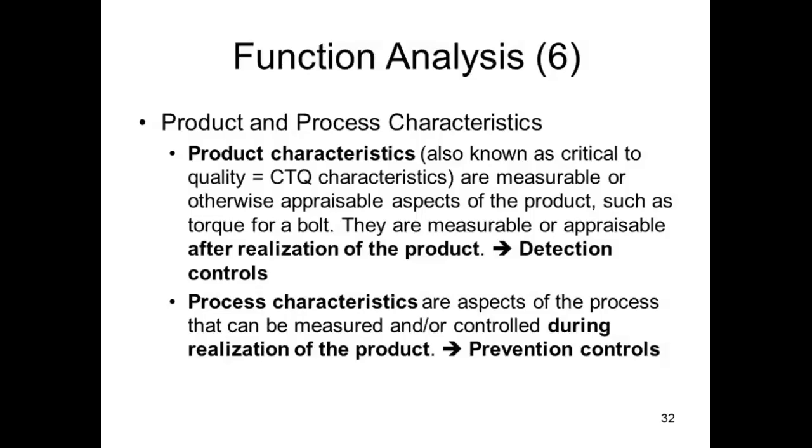The process characteristics are things we can measure while the product is being realized, and that's where we have prevention controls. Suppose a hole is supposed to be drilled to a certain depth, and as the drill press advances the drill into the part, the depth to which the drill penetrates the part can be measured at any time, so that would be a process characteristic. And the prevention control would be something to control the distance to which the drill penetrates, whereas suppose we measure the depth of the hole afterwards, that would be a detection control and therefore a product characteristic.